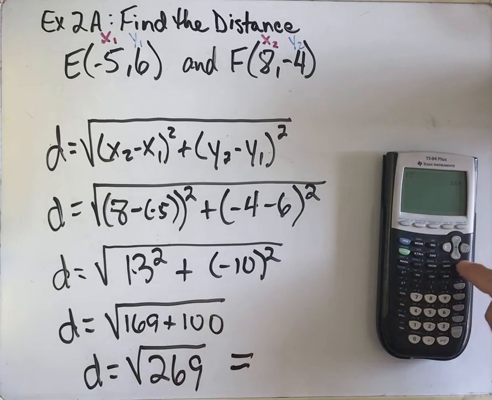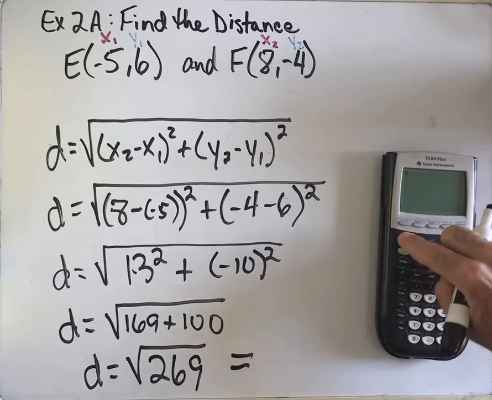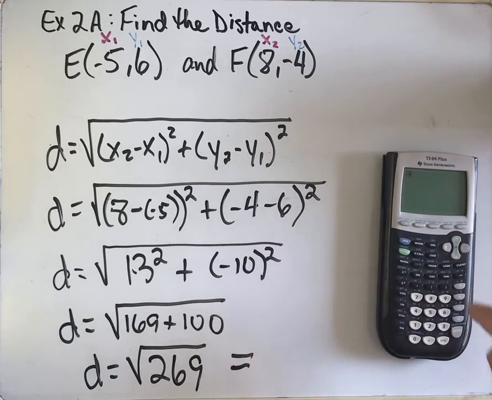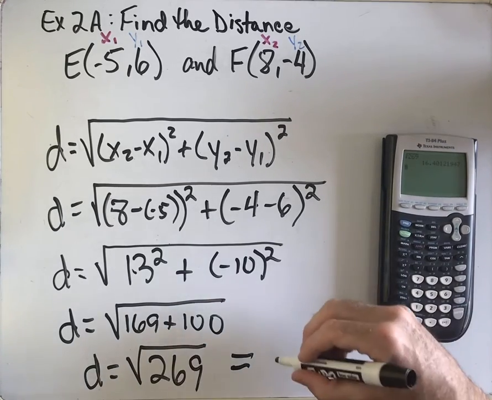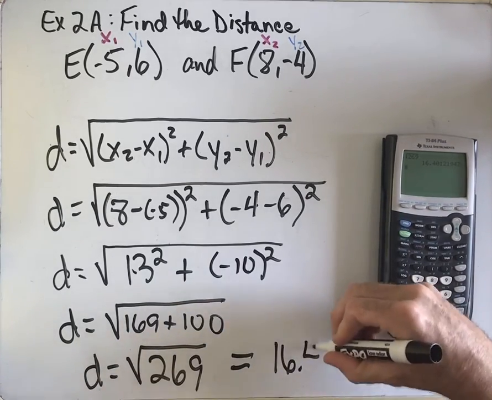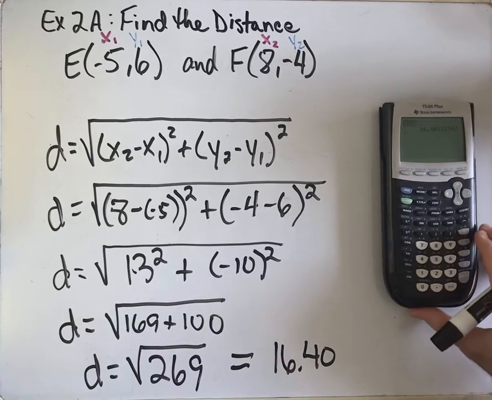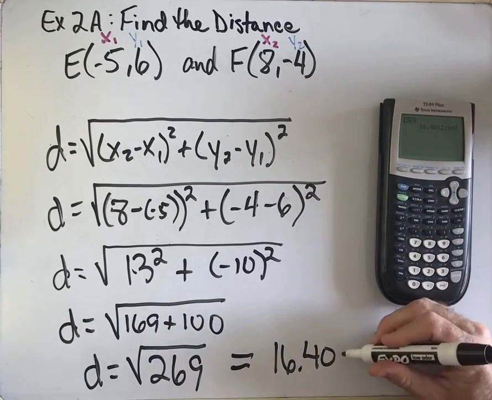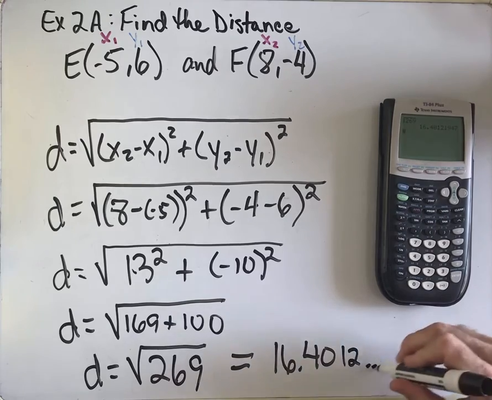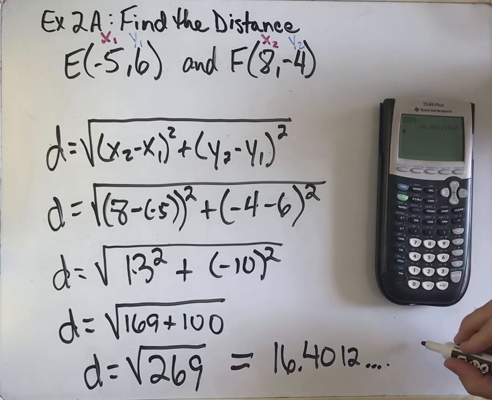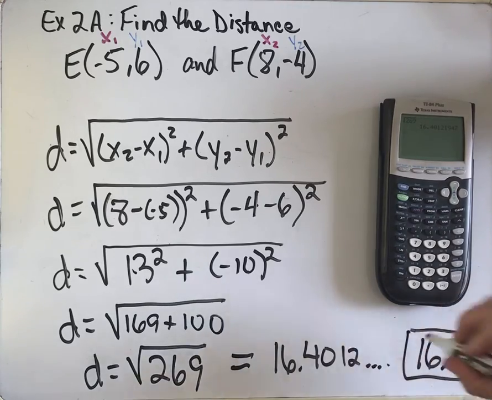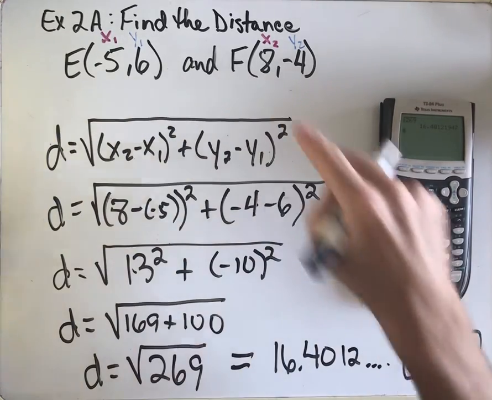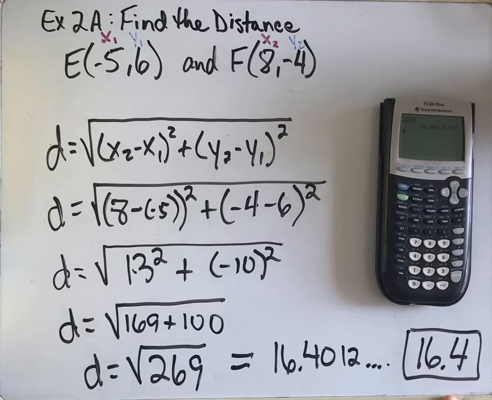So let's go and clear that out. So we've got, for me, I hit second. So that's square root of 269 equals 16.40121947. Blah, blah, blah. So we're going to round that. We'll just round that to approximately 16.4. So the distance between point E and point F on the coordinate plane is 16.4.